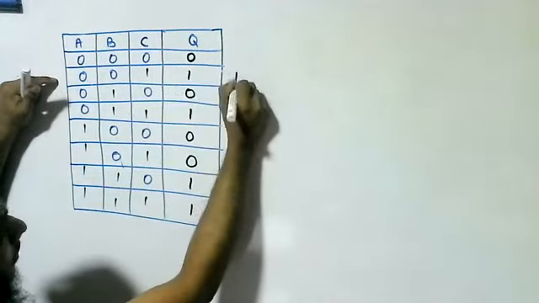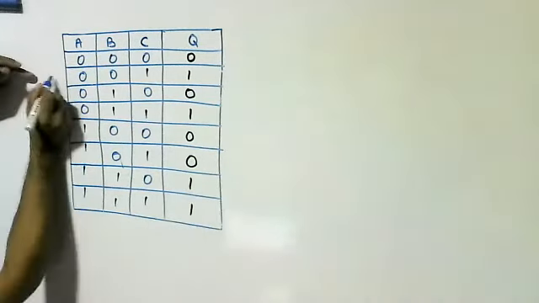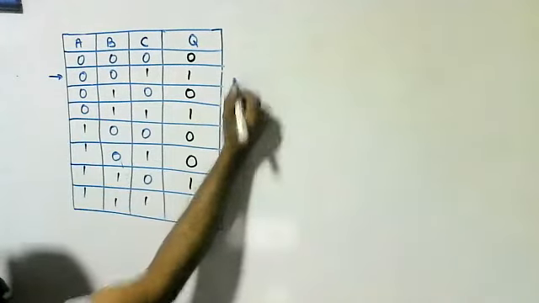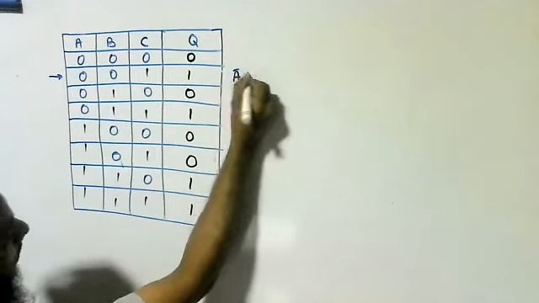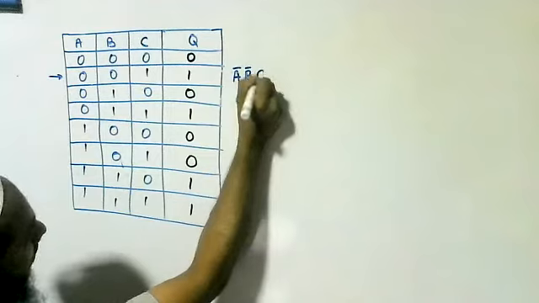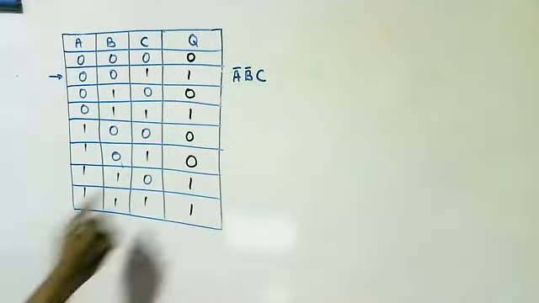Yes, it's better to ask from you. I want the first min term. Asma, what is the min term here? A bar, B bar, C. Okay. Right. Then I'm coming to here.